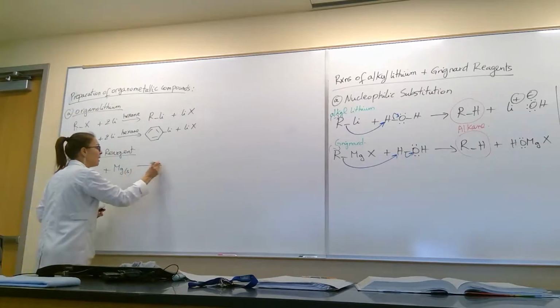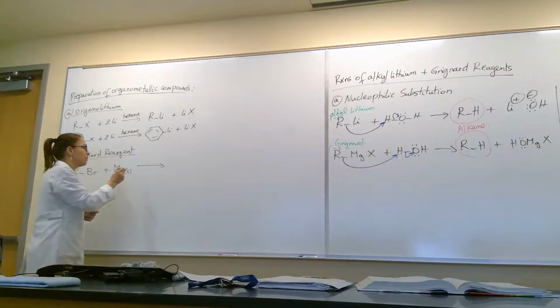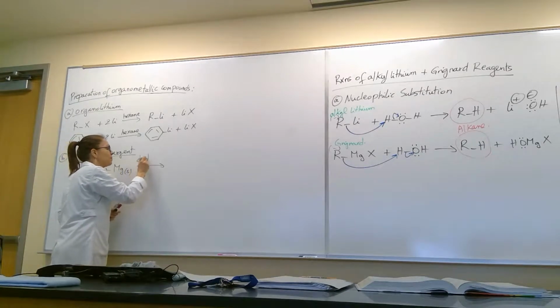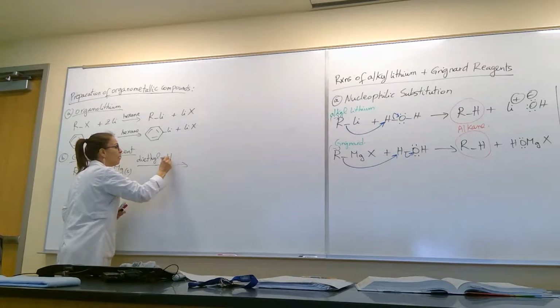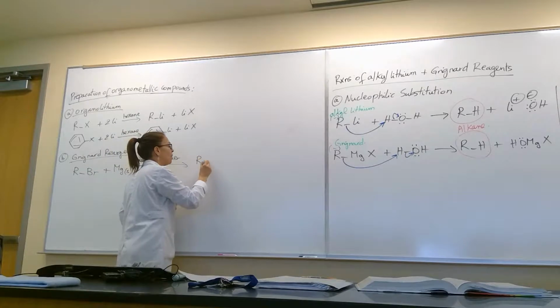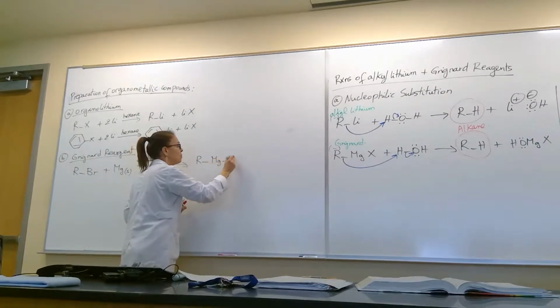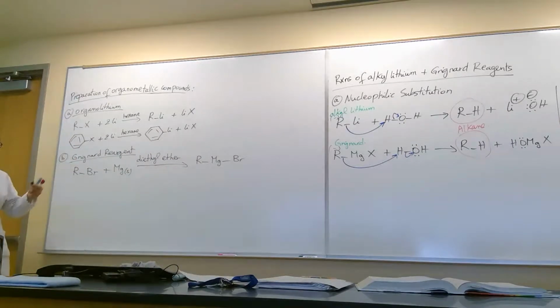Then here, we can't use hexane. We can't use water, so we have to use diethyl ether. I'll tell you why. And then you're going to end up with an RMgBr. So what the magnesium does, it kind of sits between the R and the Br.